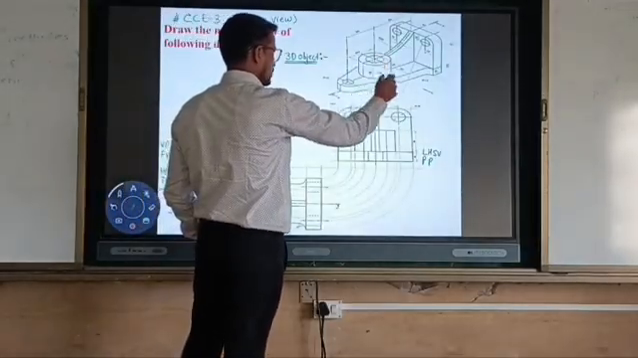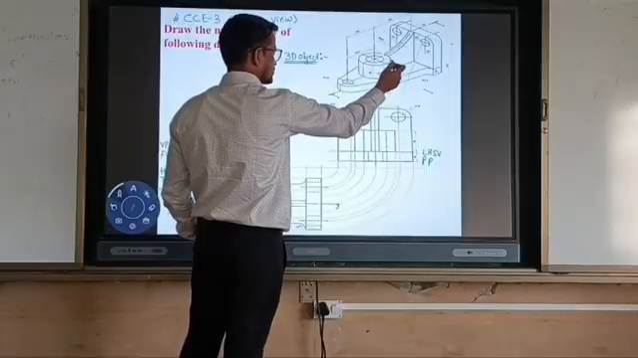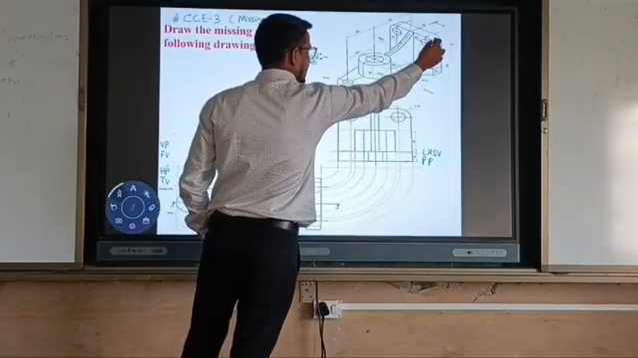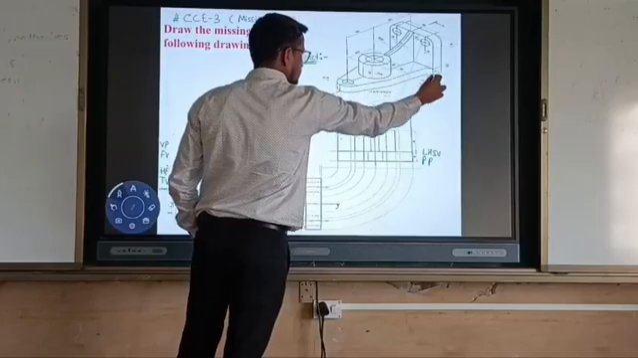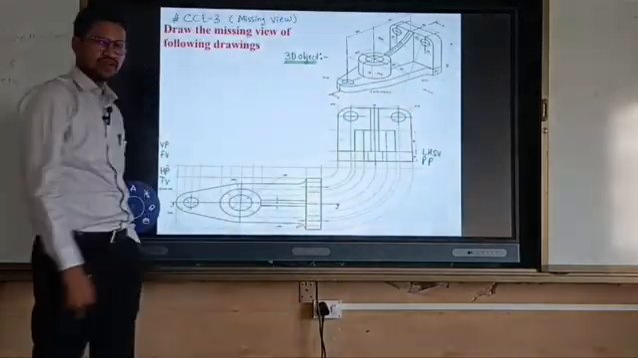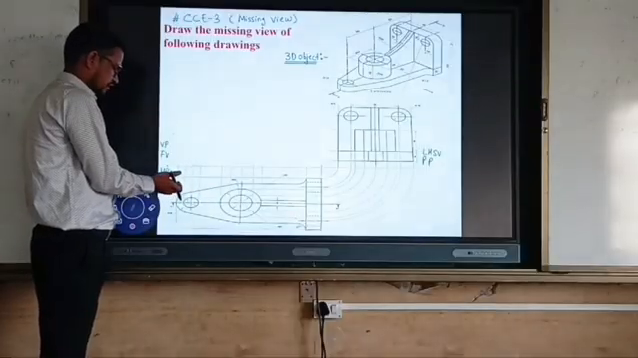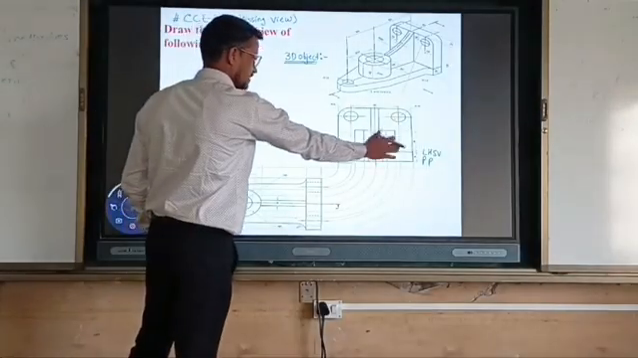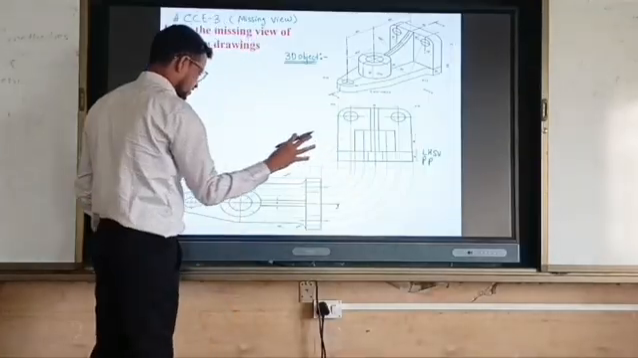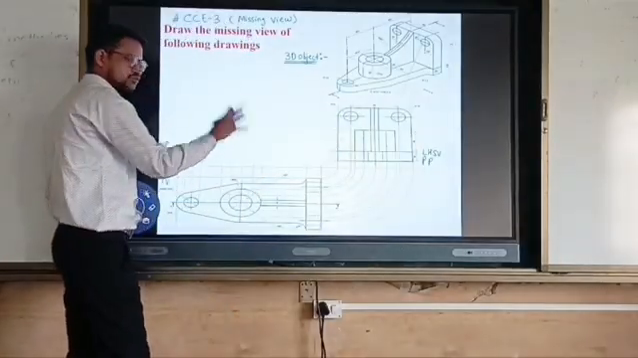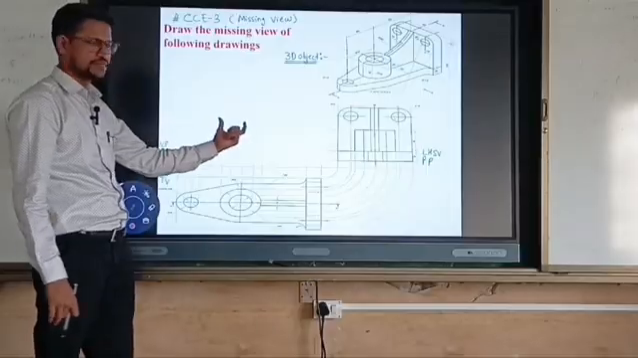Here is one block, and when I am looking from the front side, here is a cylinder, and when I am looking again from the front side, here is an L-shaped rectangle. Now how to deal with this? Here one solution is already drawn. So here is a top view and here is a left hand side view. With the help of the left hand side view and the top view, we can proceed to the missing view, that is the front view.